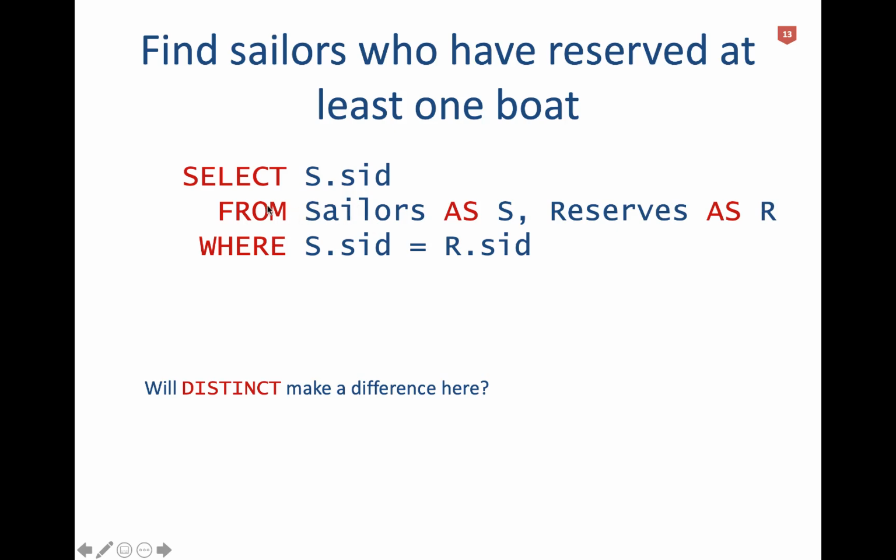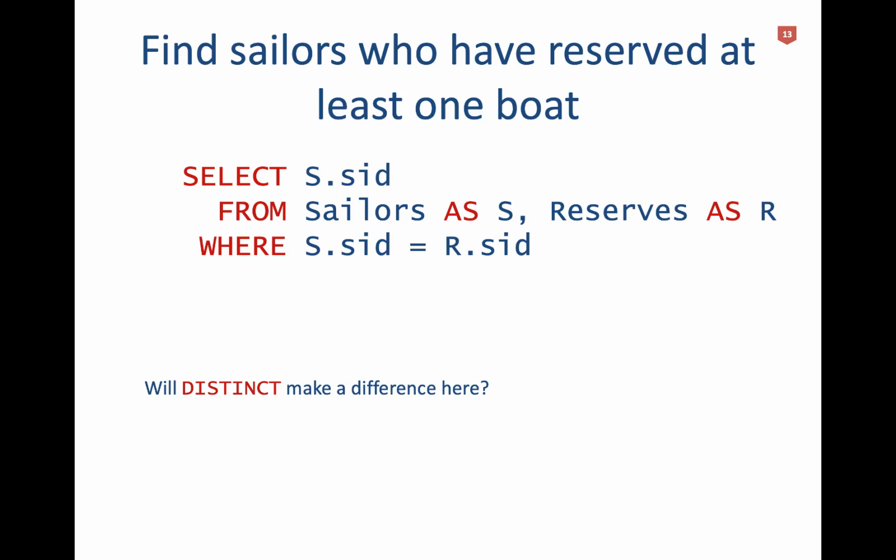So at this point, at the from point, you have the cross product of the two tables. At the where, you only have those where s.sid equals r.sid. The question here: if you put select distinct, will this make a difference? Will it make a difference?